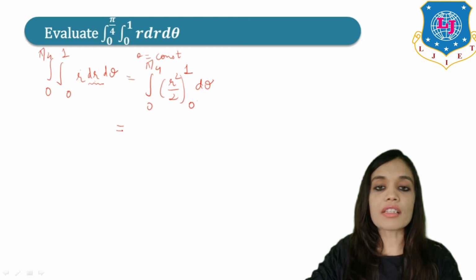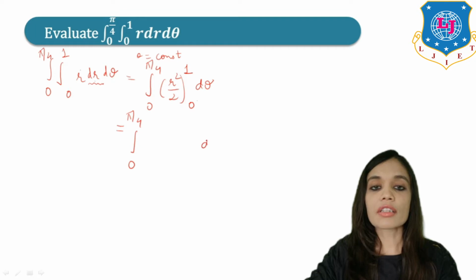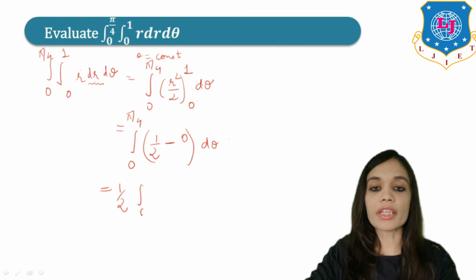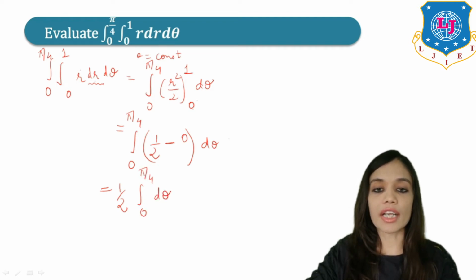Now let us start putting the limits. So 0 to pi by 4 as it is, d theta as it is. Firstly put 1 in place of r. So you will get 1 by 2 minus, now put your lower limit, right? If you put 0, you will get your answer as 0, right? Now what we will do, we will take out 1 upon 2 outside. So what will remain? Integration 0 to pi by 4 d theta, right?